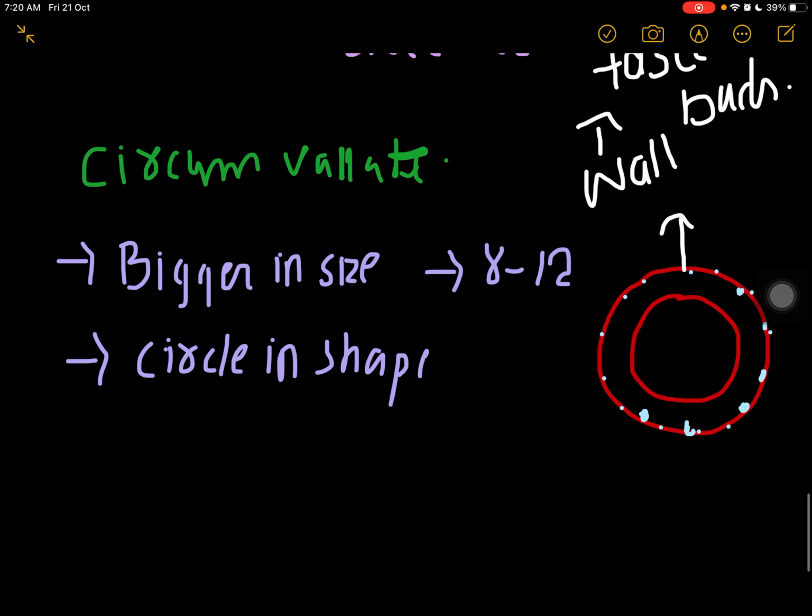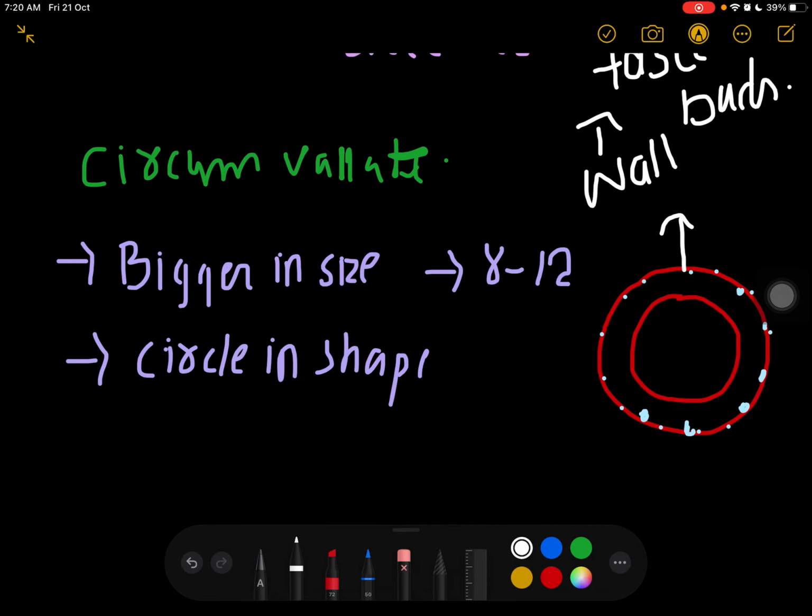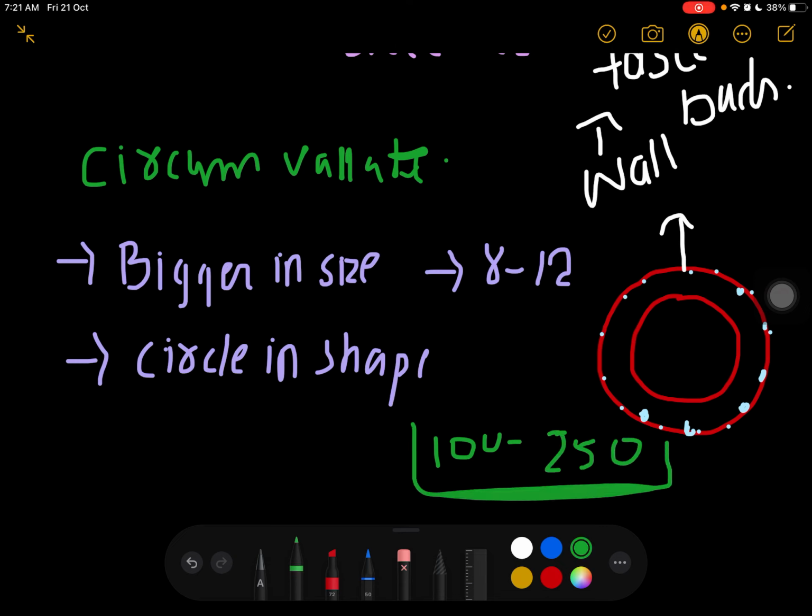Now let's talk about the range. So in one circumvallate there will be 100 to 250 taste buds, and in total, in all circumvallate, there will be 350 to 500 range of taste buds, right?